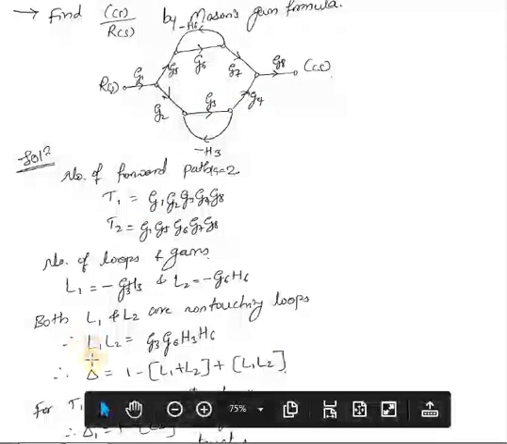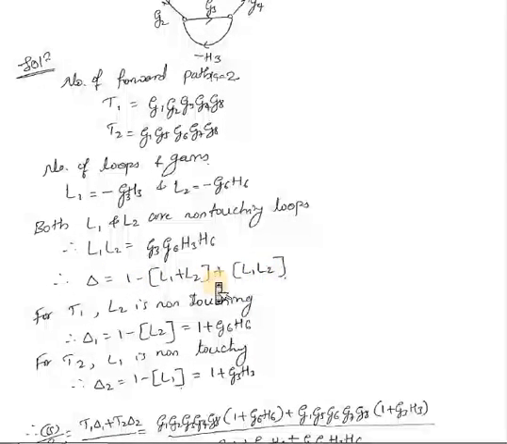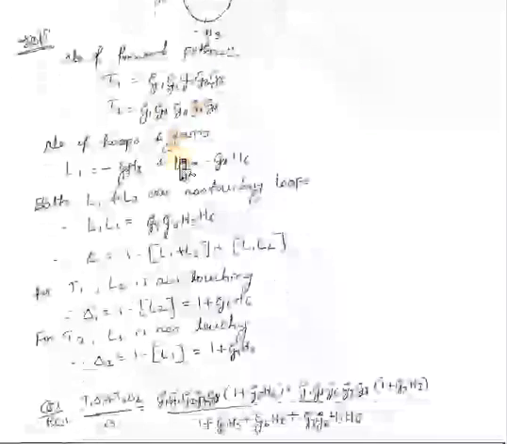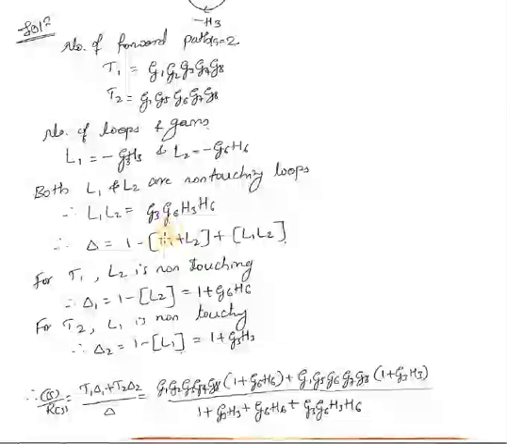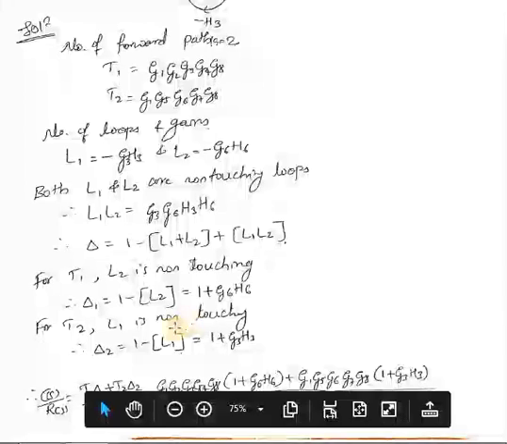Then you need to write the equation for delta. Delta equals 1 minus (L1 plus L2) plus L1 into L2. Then for T1, if you take your T1 as this one, G1, G2, G3, G4, G8, this L2 is not sharing any common node, so you can accept that L2. You have to eliminate all the terms in delta, so eliminating L1. Similarly for T2, L1 is non-touching, so your delta 2 will be 1 minus L1.